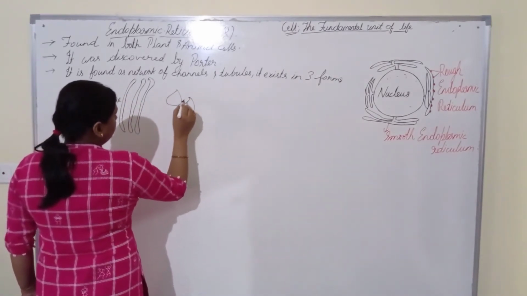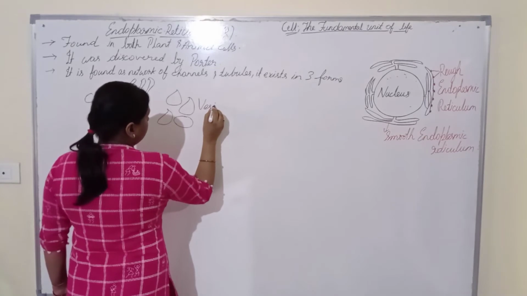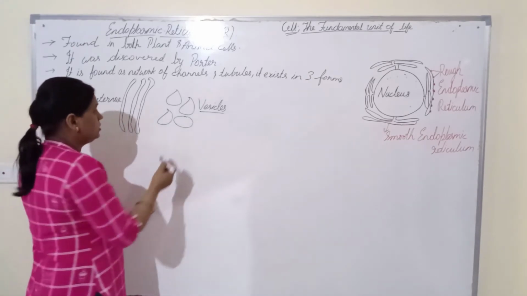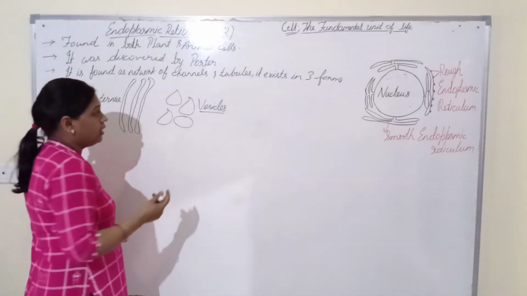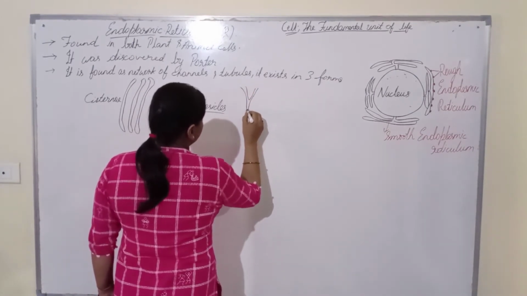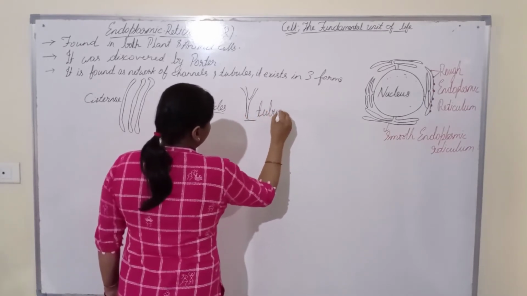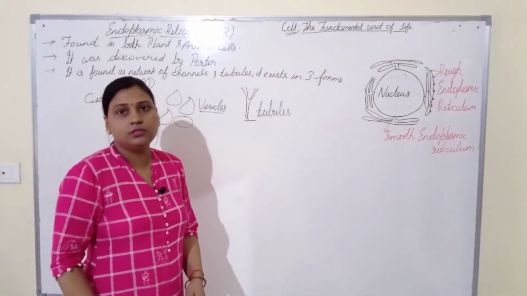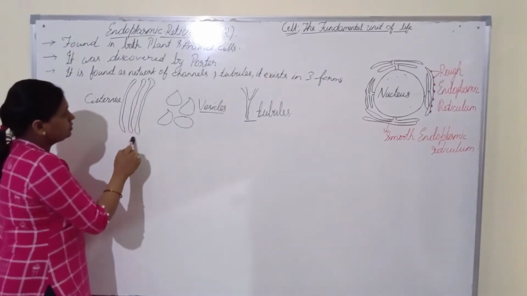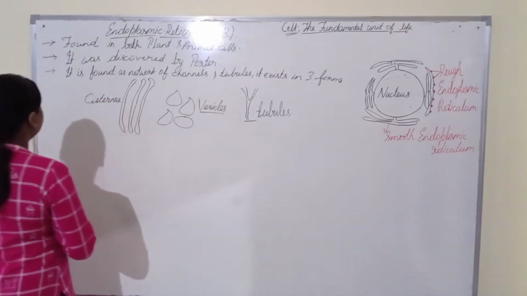Also the endoplasmic reticulum forms circular or triangular structures. These are called vesicles. Vesicles are filled with materials like lipids and proteins, which are transported to different targets. And it also exists as tubules. So the endoplasmic reticulum can exist in three forms: cisternae, the membrane enclosed sacs, vesicles, and tubules. Now the function of the endoplasmic reticulum.